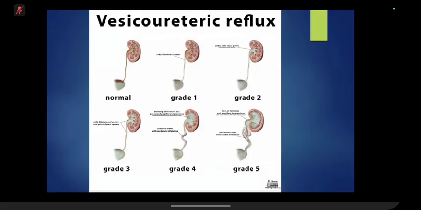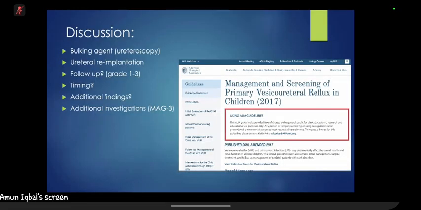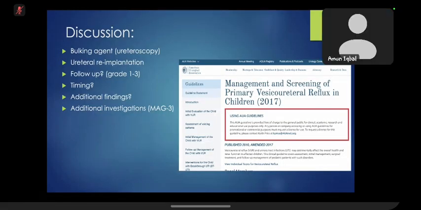Why is it important to grade the reflux? For this, you can go through the topic of management and screening of primary vesicoureteral reflux. It is a guideline provided by the American Urological Association. In the pediatric setting, it is particularly important that we don't image the babies again and again because of dose limitations. When to intervene with imaging, when to do the nuclear medicine study, and when to do the ultrasound to check for hydronephrosis, it's very important that you go through these guidelines.